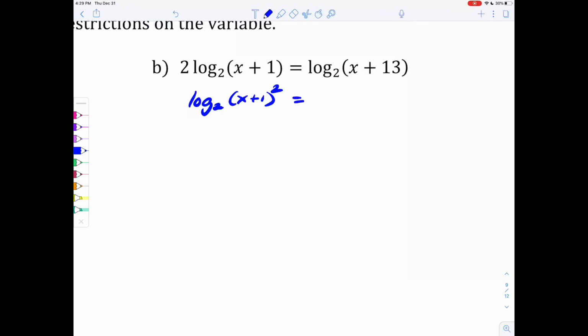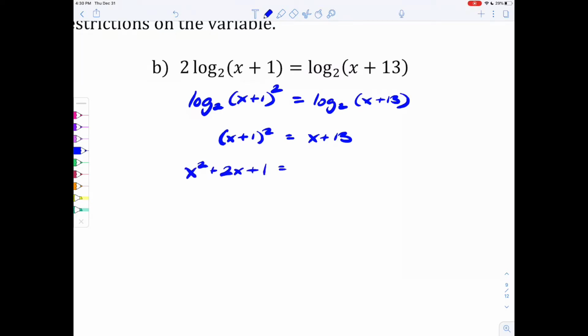The right side is exactly as it is. There's nothing we can do with it, nothing we need to do with it either. And at this point we have log of something equals log of something. And those logs are both with base 2. So we can say, as a result, that their arguments must be the same. That x plus 1 squared must be equal to x plus 13. And now we're just solving this quadratic equation instead, which isn't so bad.